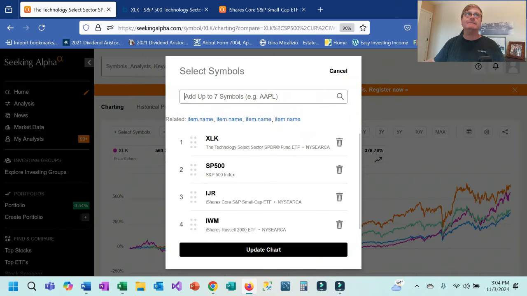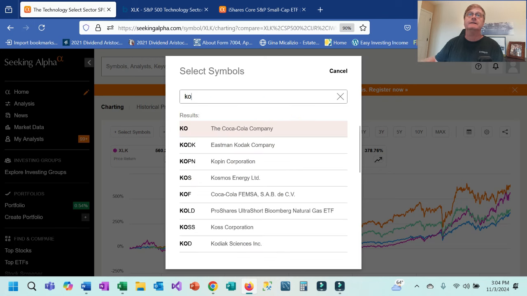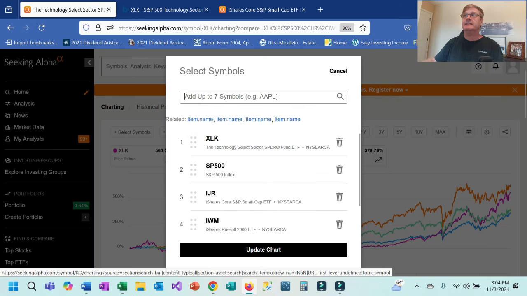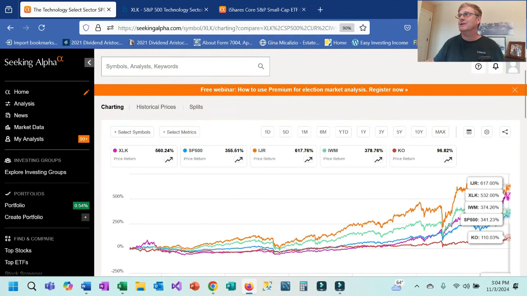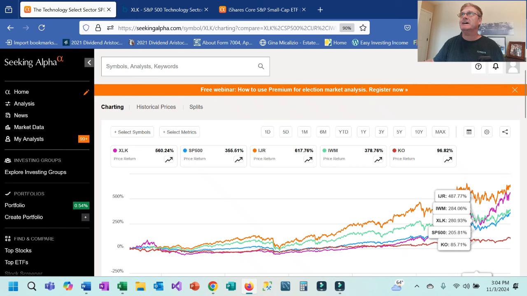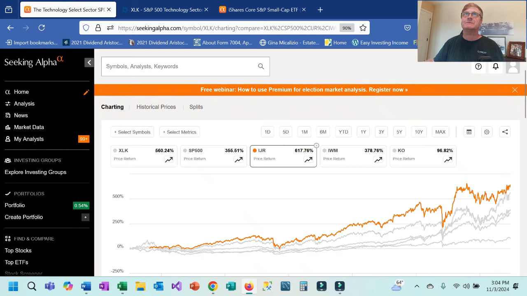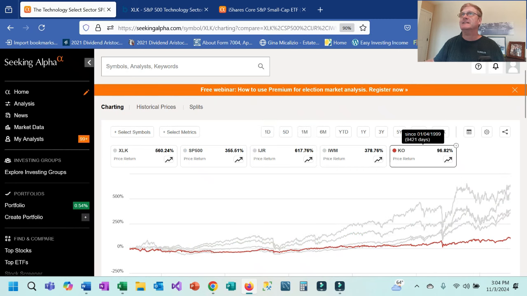Now, another thing I typically like to do here is let's see what it looks like if I compare it to my Coke. And this was kind of surprising when I did this. Here's Coke all the way down here. So you would have done a lot better trading the others. So Coke had a 96% return versus 617. So Coke didn't do as well.